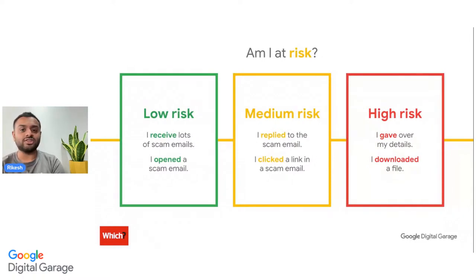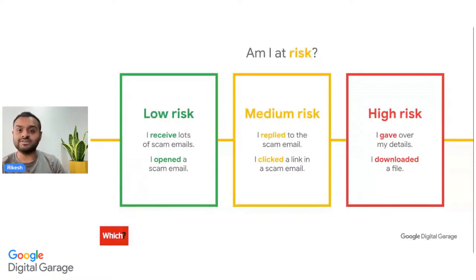And then we get to the high risk category here. When you're in the red, you're like, oh wow, what do I do now? I gave over my details. I've given over my name, my address, my telephone number, my email address. I've given over my bank details as well, or I've downloaded a file onto my laptop, for example. What do I do then?